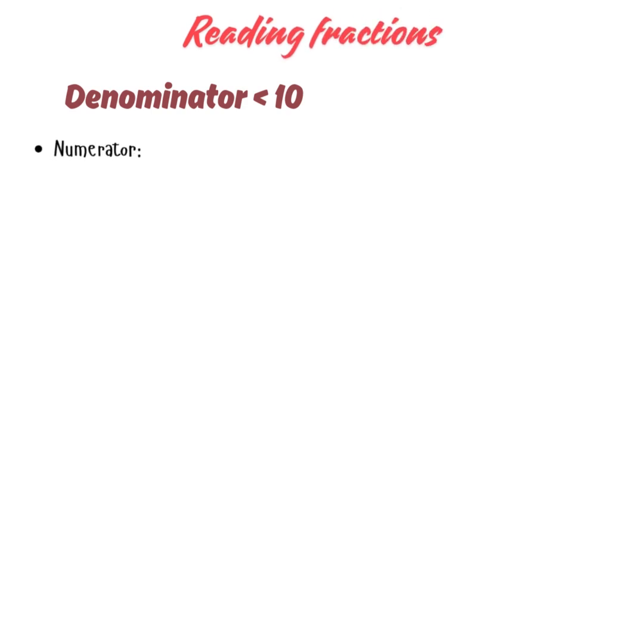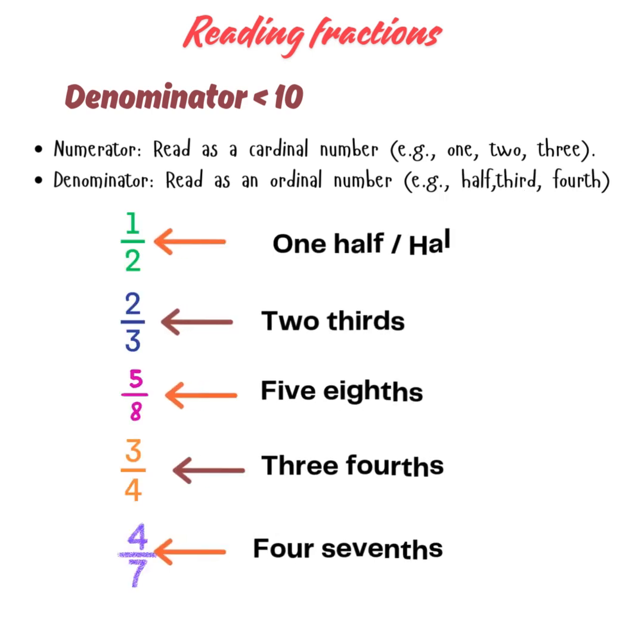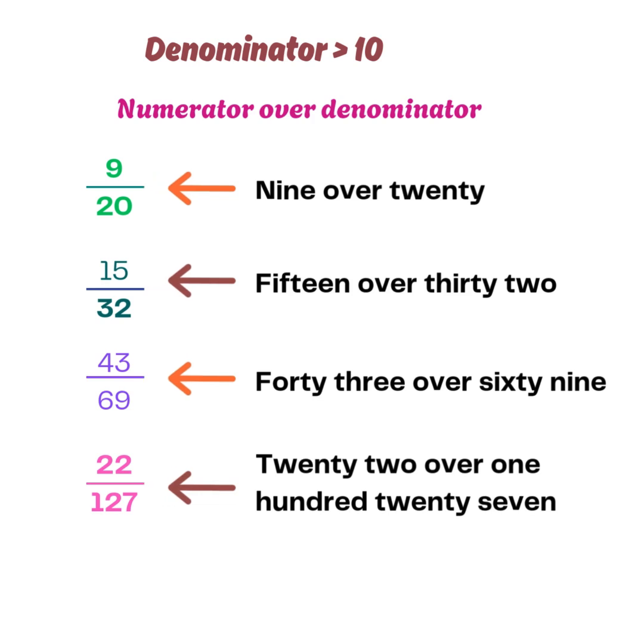How to read fractions? If the denominator is less than or equal to 10, read the numerator as a cardinal number: 1, 2, 3. Read the denominator as an ordinal number: half, third, fourth. 1/2, 2/3, 5/8, 3/4, 4/7. If the denominator is greater than 10, we usually read the fraction as numerator over denominator: 9 over 20, 15 over 32, 43 over 69, 22 over 127.